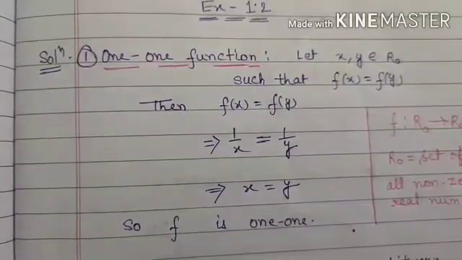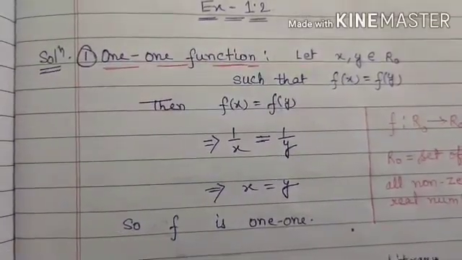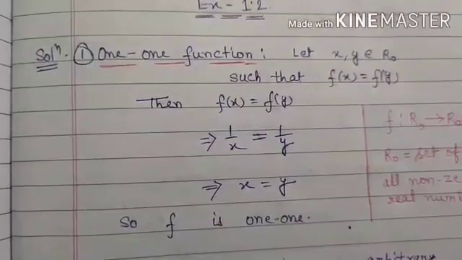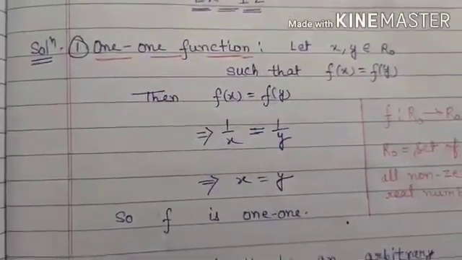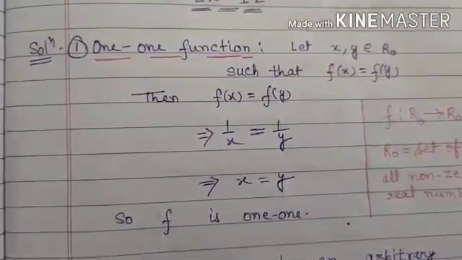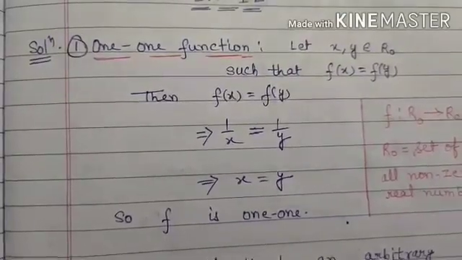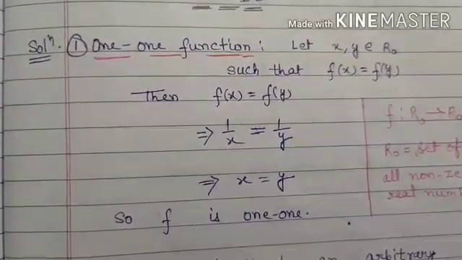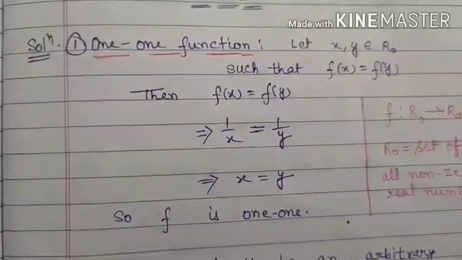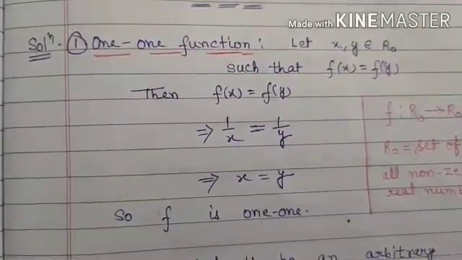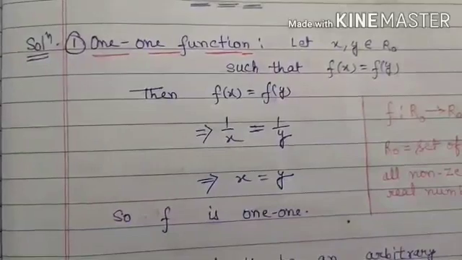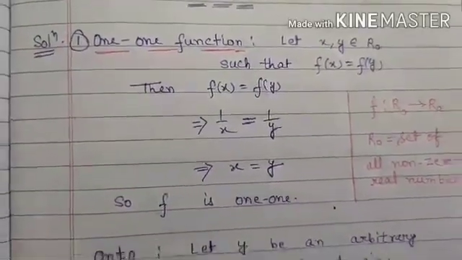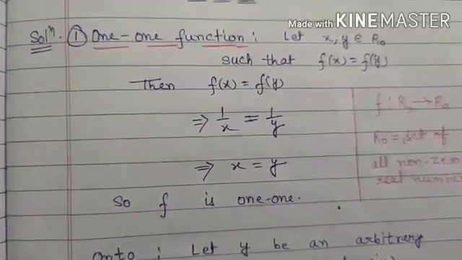Let x, y belong to R naught such that f(x) equals f(y). Then f(x) equals f(y), and f(x) we know that it is 1 upon x, and f(y) we can write 1 upon y in that case. So if we reciprocal both sides, you will be getting x equal to y. So it is one-one function.